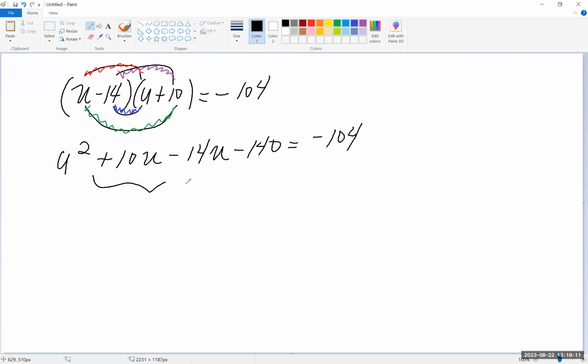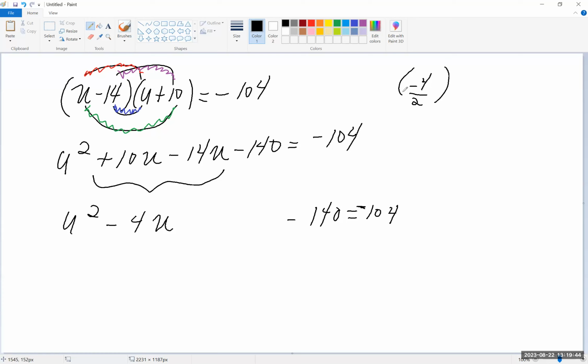Then we're going to combine the middle terms. So we get u squared minus 4u minus 140. I'm leaving space because I know I'm going to use the completing the square method. What I'm going to do, again, we get a 4, but that's just by chance. Negative 4.